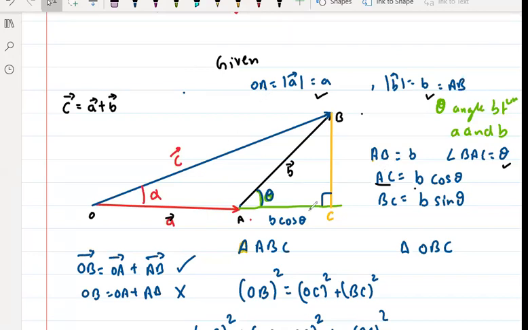Okay. So in triangle OBC, can we use Pythagoras theorem? Yes or no? Because I need to find OB, which is nothing but the hypotenuse. Can I use Pythagoras theorem? Yes. And what is Pythagoras theorem? I hope everyone remembers what the Pythagoras theorem is.